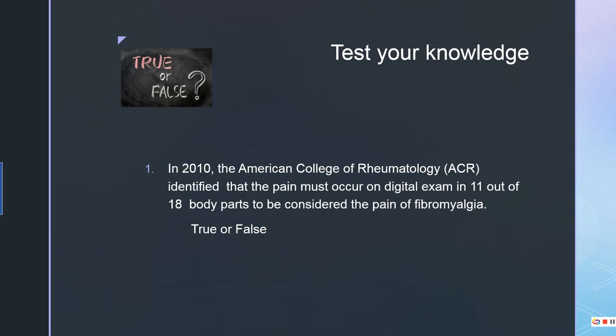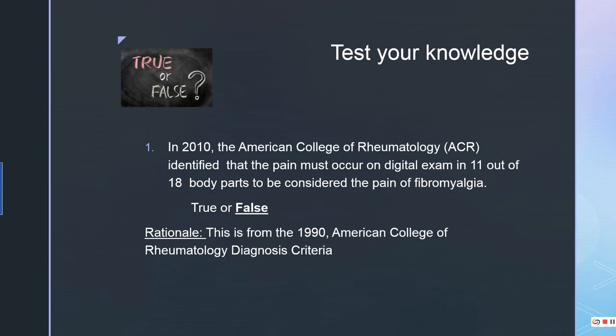Time to test your knowledge. Number 1. In 2010, the American College of Rheumatology, ACR, identified that the pain must occur on digital exam in 11 out of 18 body parts to be considered the pain of fibromyalgia. True or false? The answer is false. The tender point criteria was a part of the 1990 American College of Rheumatology diagnosis criteria.